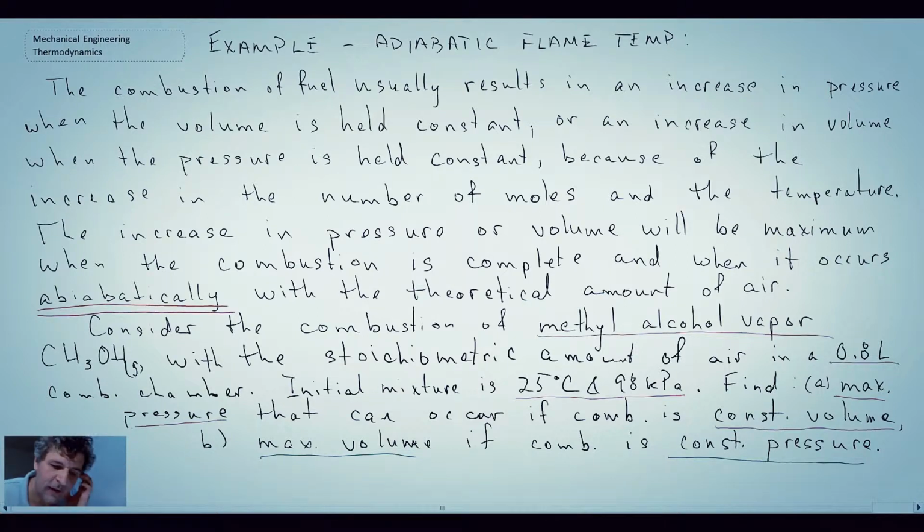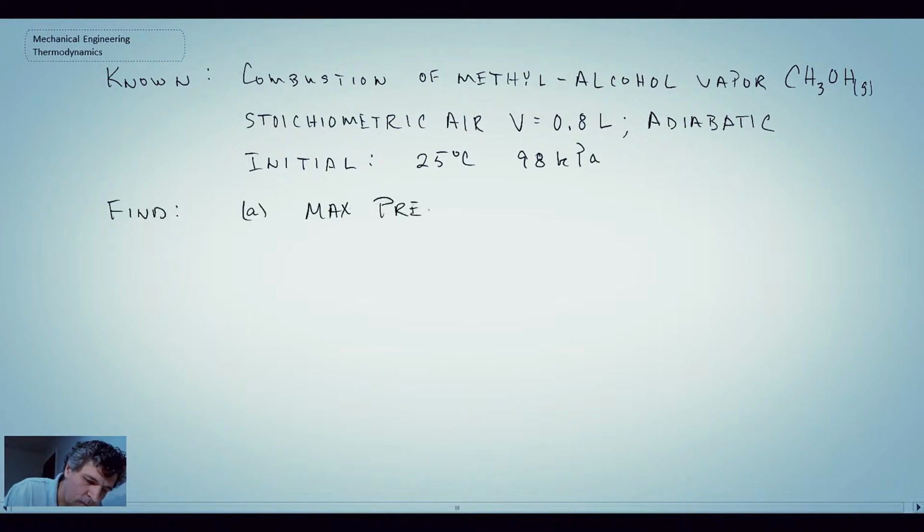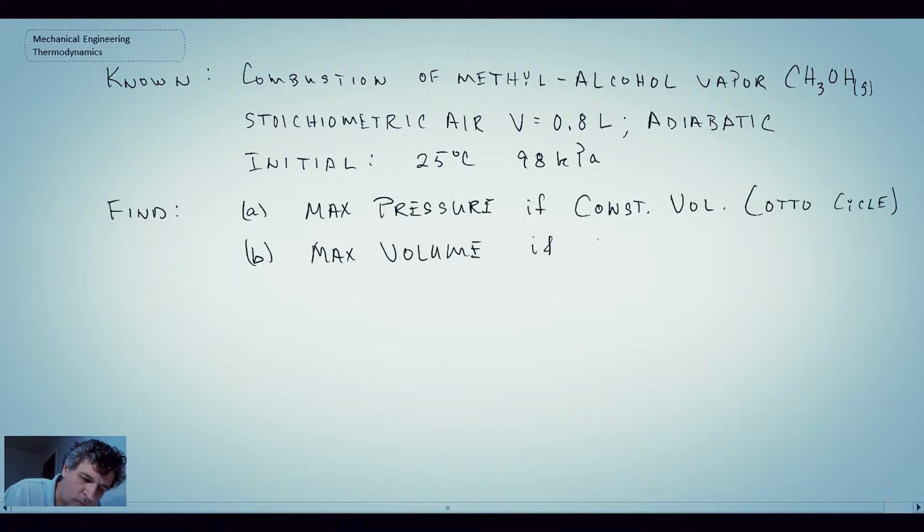So what we need to do is calculate the adiabatic temperature, and then with that we can determine these values. So let's proceed with what we know and what we don't know and try to work this problem. So that's what we're dealing with. We have combustion of methyl alcohol vapor. Stoichiometric air is in the reaction, 0.8 liters. It's adiabatic. We know the initial conditions.